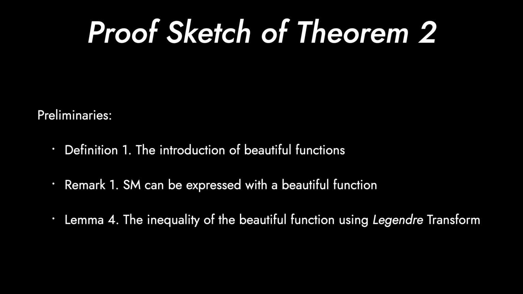The proof of Theorem 2 takes almost 6 pages in the appendix, so I summarize the proof sketch. There is the introduction of beautiful functions in Definition 1. The SM function can be expressed with the beautiful function. Interestingly, Lemma 4 states that we can get an inequality that comes from the Legendre transform of a random variable. This is the critical clue to get Theorem 2 eventually.